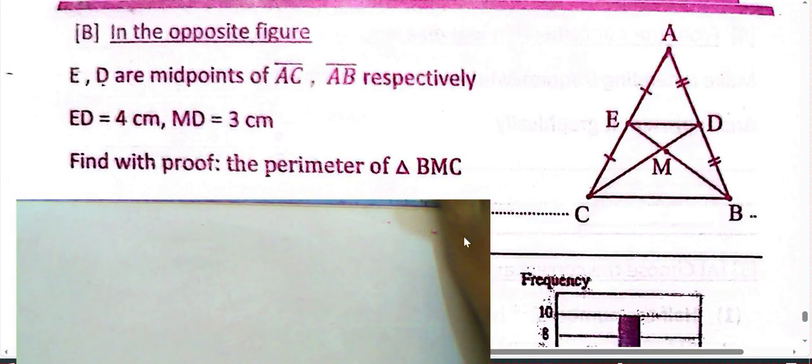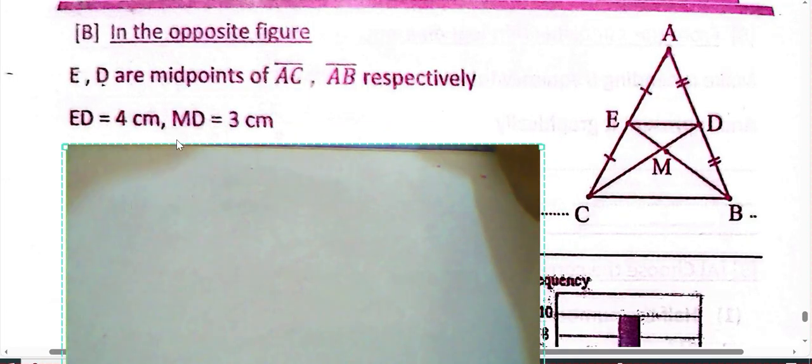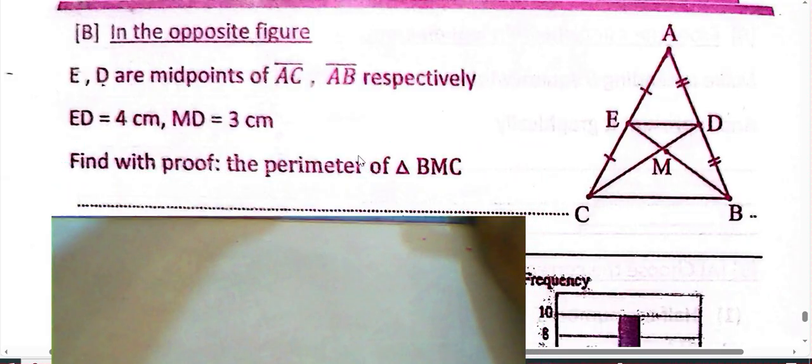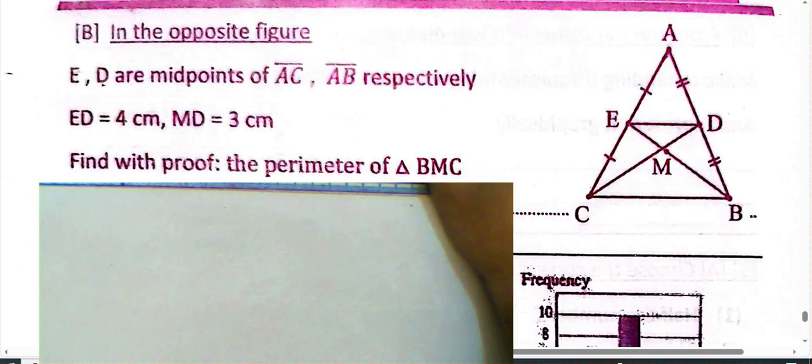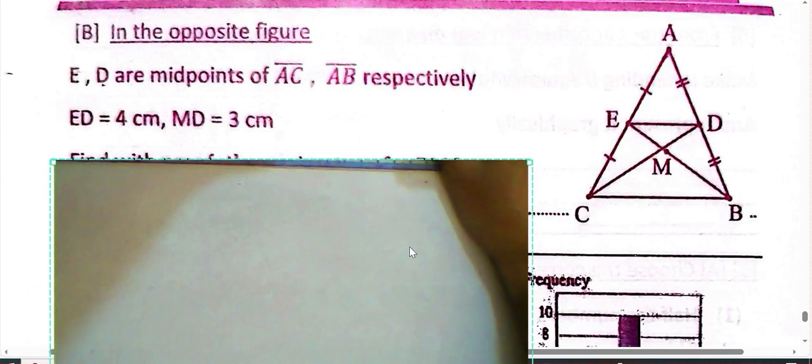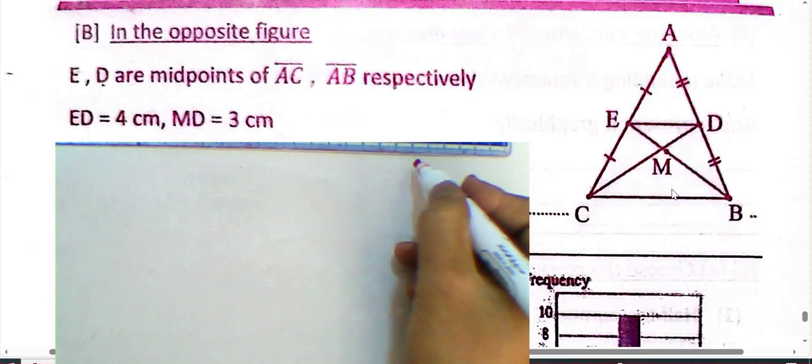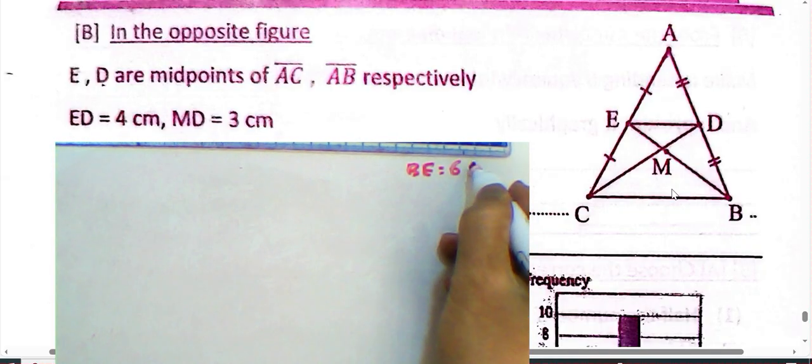BMC. He gives me the length of BC as 4 centimeter, and MD was 3 centimeter. He gave me this information also: ED was 4 centimeter. BE equals 6 centimeter. Look here, BE equals 6 centimeter.